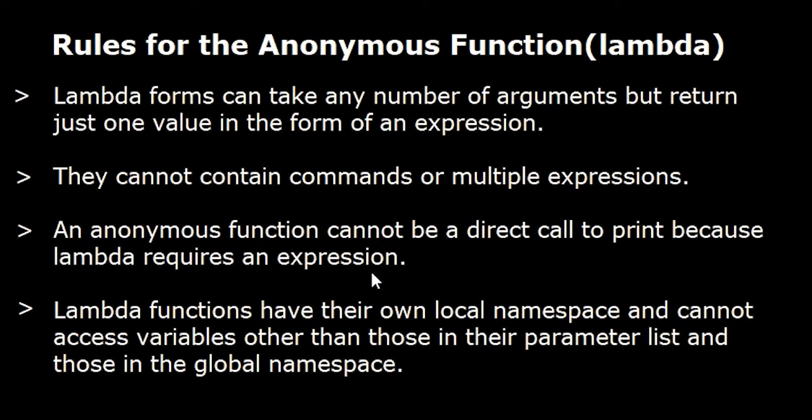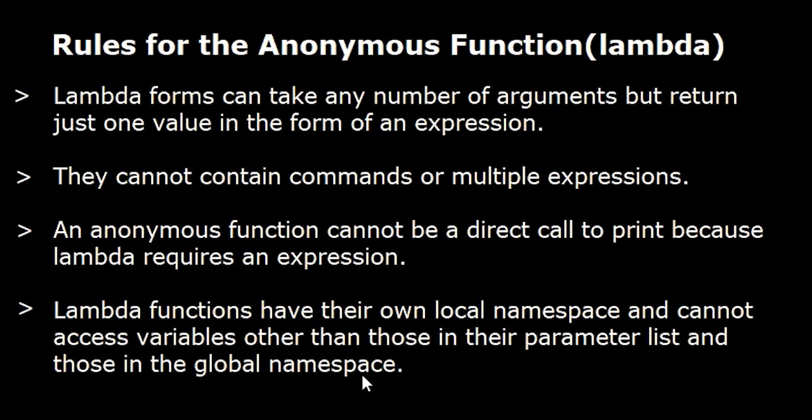The fourth rule is that lambda functions have their own local namespace and cannot access variables other than those in their parameter list and those in the global namespace. So what this means is lambda functions will only access the parameters in their list. They cannot access any other variables from other functions.